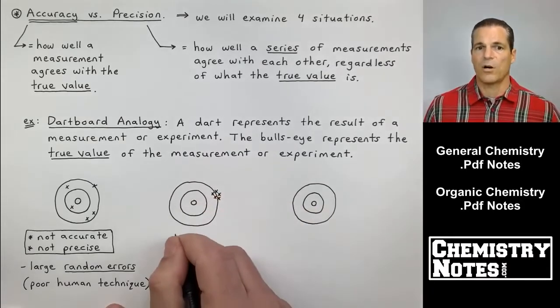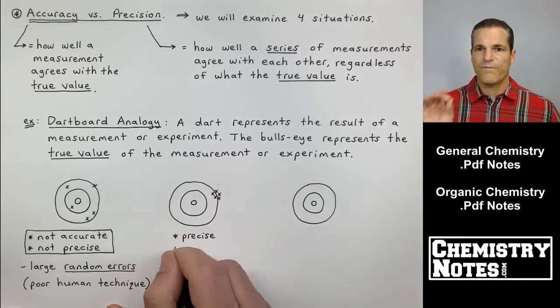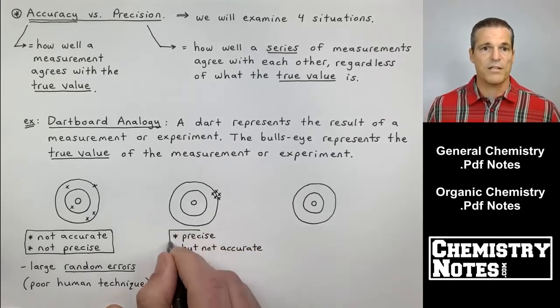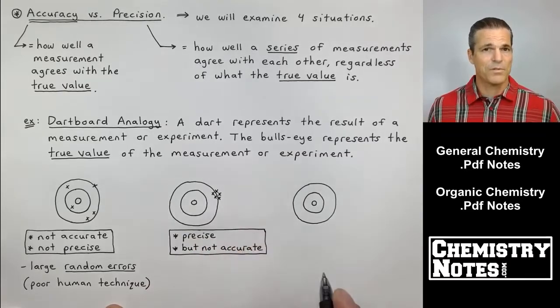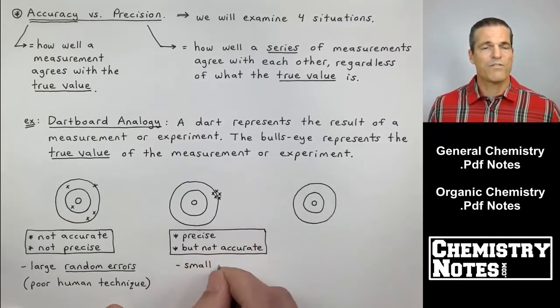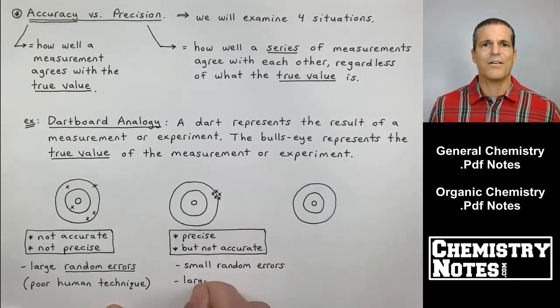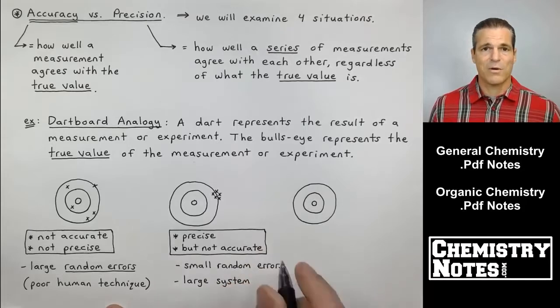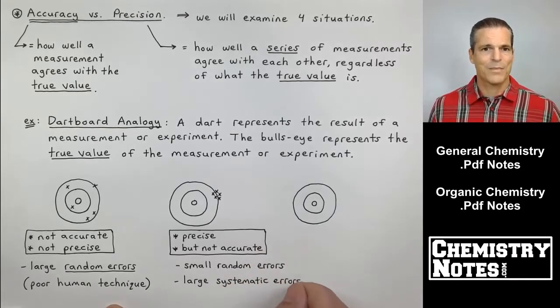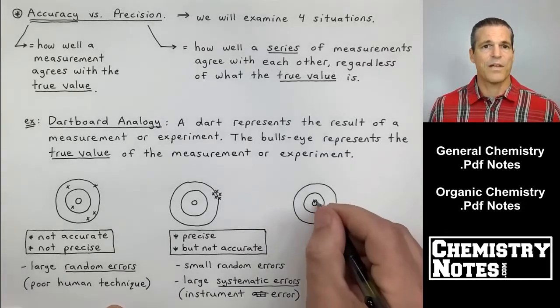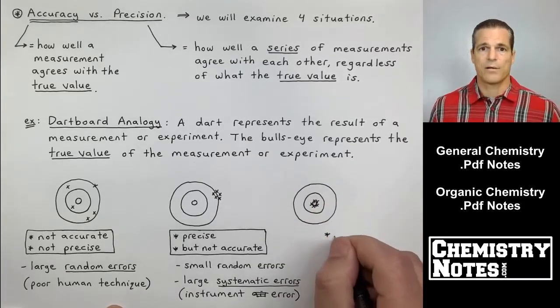Now, take a look at dartboard number 2. All 5 darts, meaning all 5 experiments or measurements, whatever they represent, are right on top of each other. So we're precise. We have good technique, no human errors, no random errors. But we're nowhere near the bullseye. So the results we're getting every single time are precise, but they're not accurate. If we're not accurate, we have large systematic errors. We have an instrumentation error. Something is wrong with our instrument or our glassware.